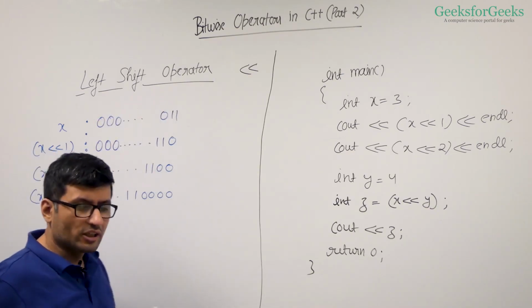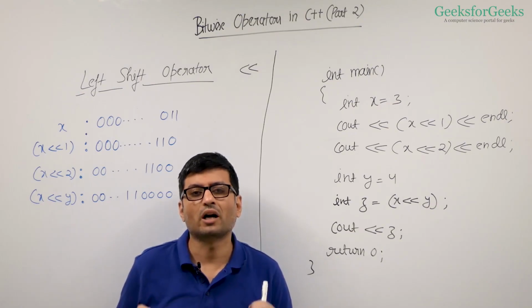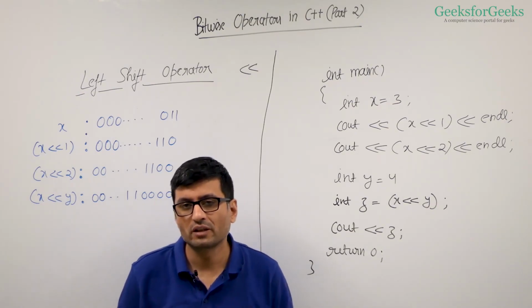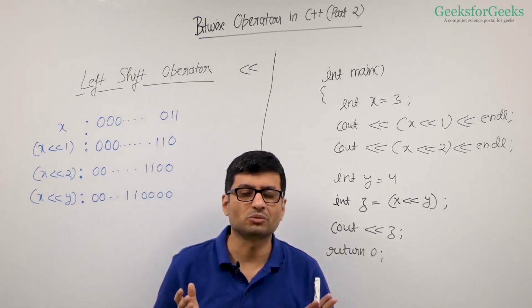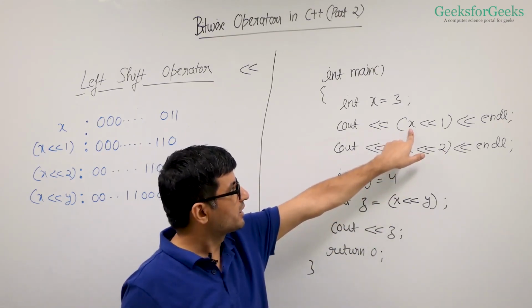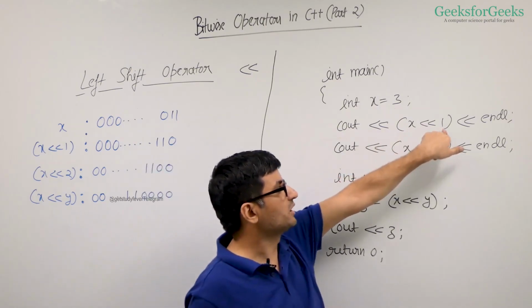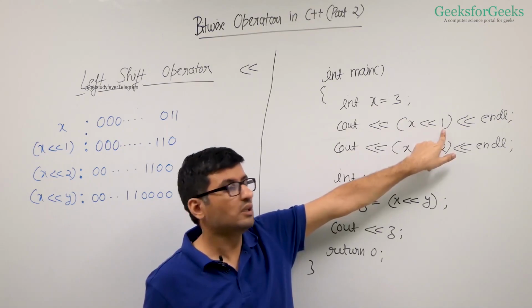This operator takes two things as parameters: a number whose binary representation is to be shifted, and another number that tells you how many times it needs to be shifted. So the first number represents the number whose binary representation is to be shifted. The second number represents how many times this binary representation is to be shifted.